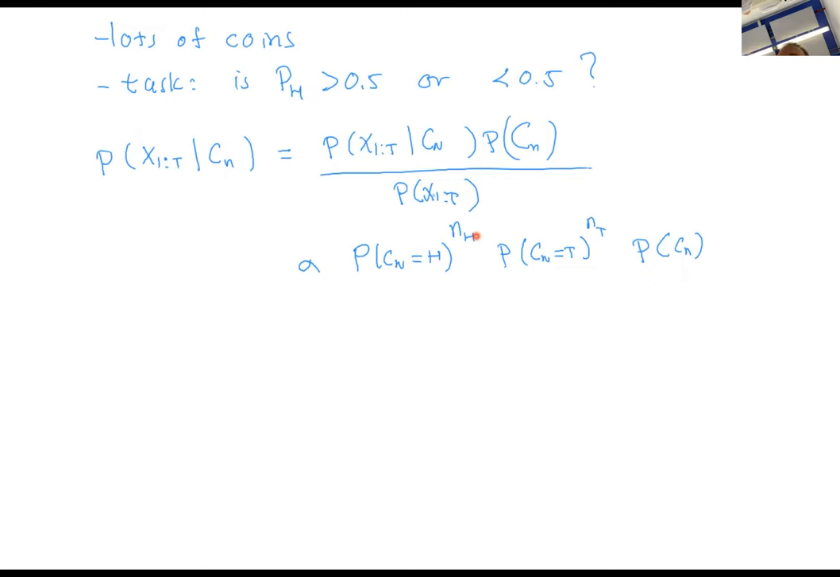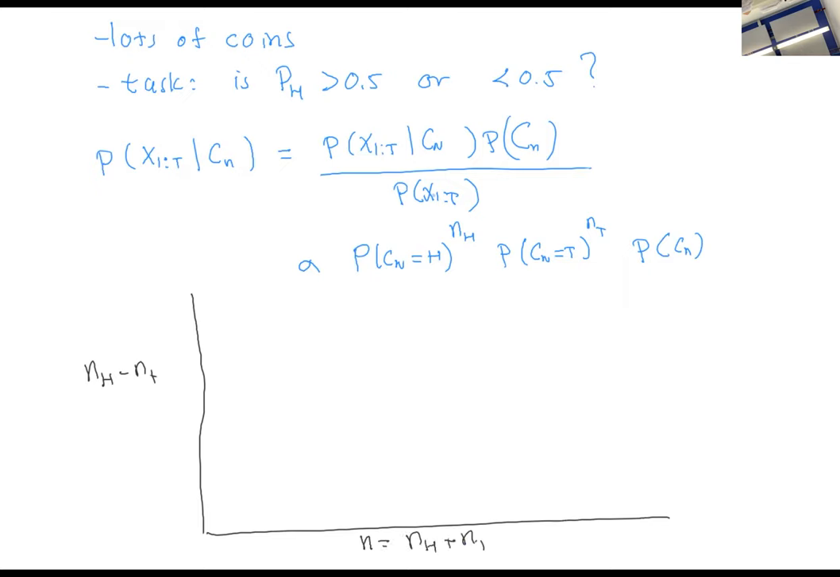So what we can do is plot on this axis the number of heads minus the number of tails, and on this axis n equals nh plus nt. We start here, and there are lots of coins. We want to know whether this is going to be positive or negative. So it goes up, it might come down, it goes up. Every time you get a coin, it goes up or down.